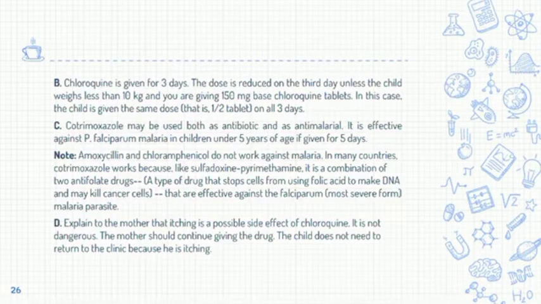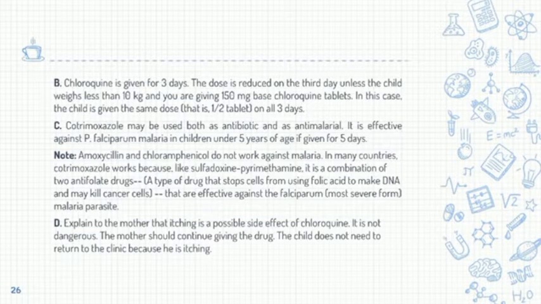So second important point to remember about giving oral antimalarials, chloroquine is given for 3 days. The dose is reduced on the 3rd day unless the child weighs less than 10 kilograms and you're giving the 150 milligrams base chloroquine tablets. So in this case, the child is given the same dose, that is 1/2 tablet on all 3 days. Chloroquine is sold under the brand name Aralen, and it is sold as a generic medicine.